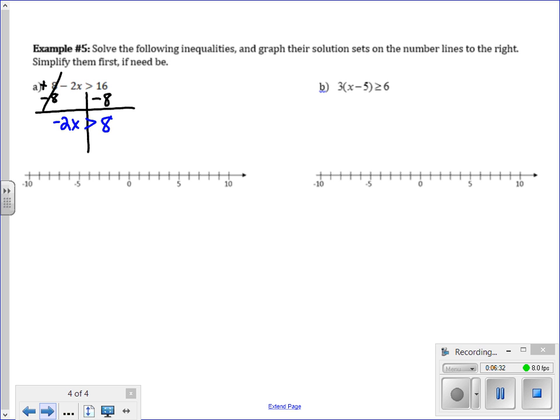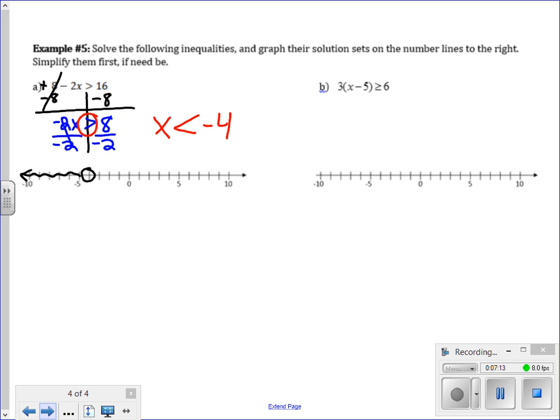Now, in order to get x by itself, I have to undo the multiplication by dividing by negative 2. When I divide by negative 2, an alarm should be going off in your head. Oh, I'm dividing by a negative, which means that I have to flip the inequality sign. So I now have x is less than negative 4. That's my solution. So when I go to negative 4 on my number line, I need an open dot this time. And all the numbers that are less than negative 4 are out to the left of it.